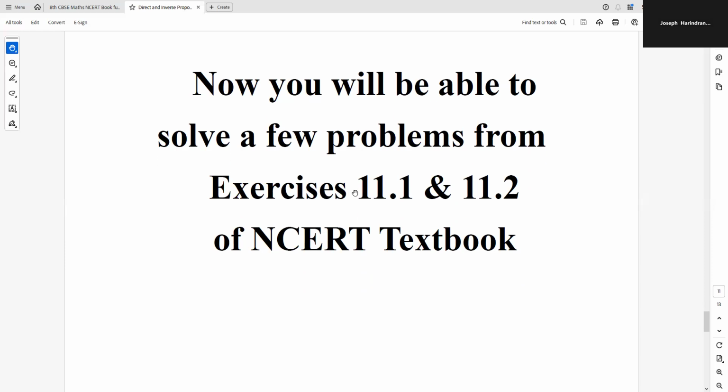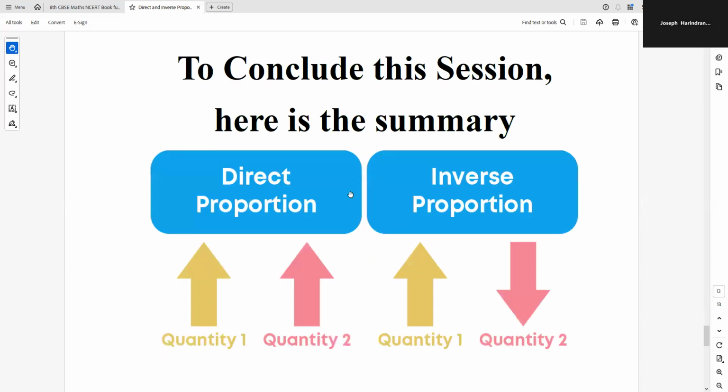To conclude this session, here is a summary. The quantity 1 and quantity 2 both go up. It's very easy to remember this. Both increase means direct proportion. One increases and the other one decreases, or one decreases and the other one increases, then it's called inverse proportion. This is the summary. You remember this. This concept is important. You can apply it to any problem.